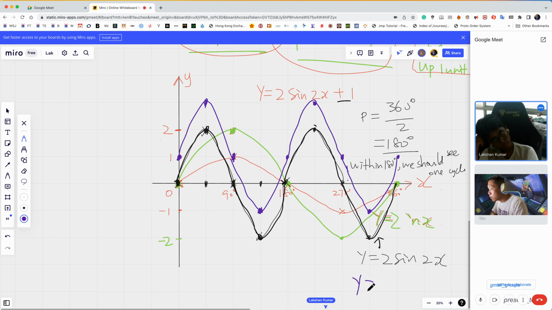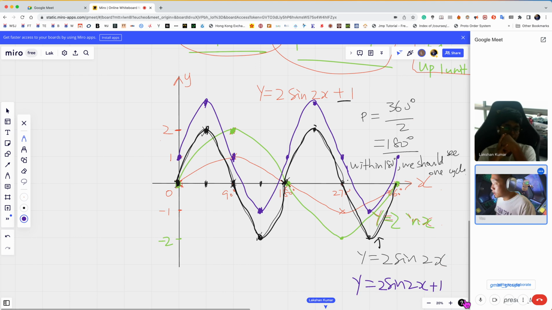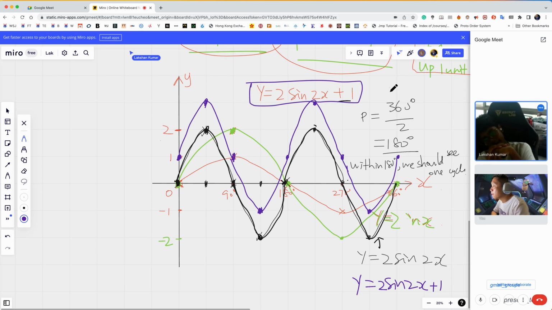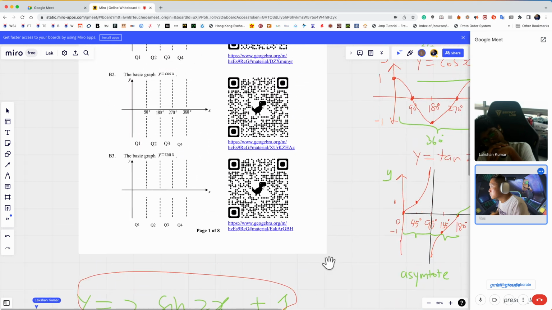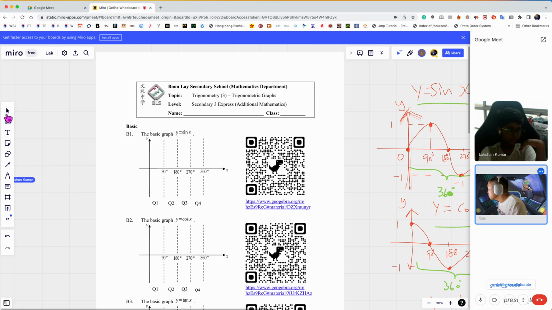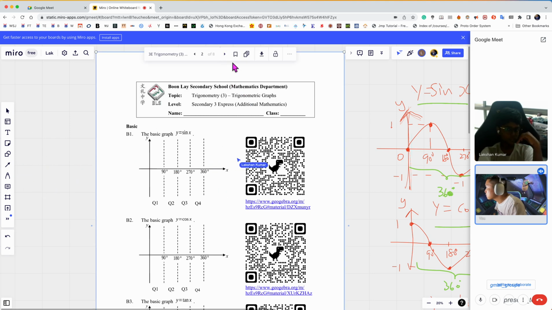So the purple one is y equals 2 sine 2x plus 1. Can you see how I start with the basic curve and reach this one? Okay, step by step, just like how we do the modulus. You understand now? Okay, good. So let's go back to your 10.2 and see what else they have.